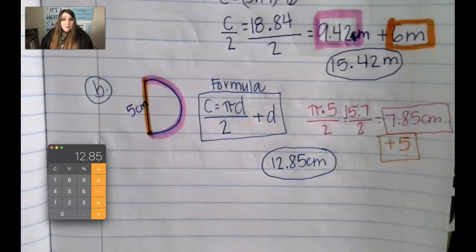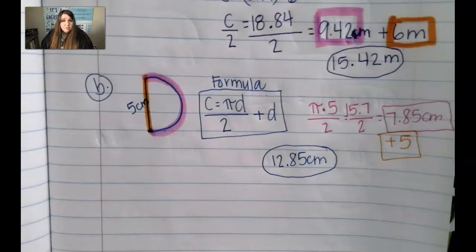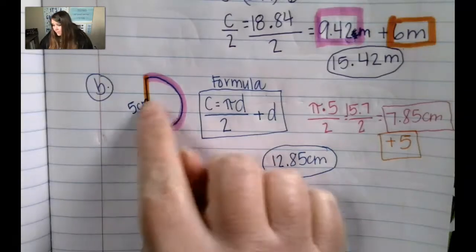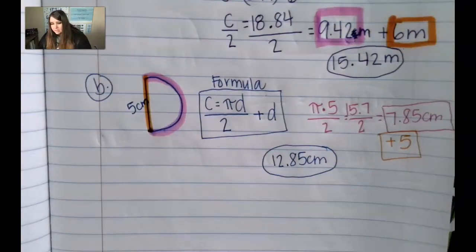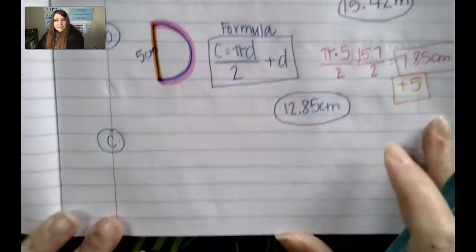Okay, but what if our circle gives us the radius? Okay, this is all fine and dandy if we're given the diameter, right? That's great. But what if they give us half of a semicircle? Like, what if they only tell us what half of the semicircle is? So let's look at example C, and we're going to talk about what happens when you're given the radius.